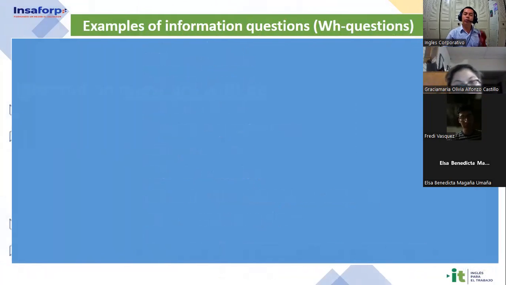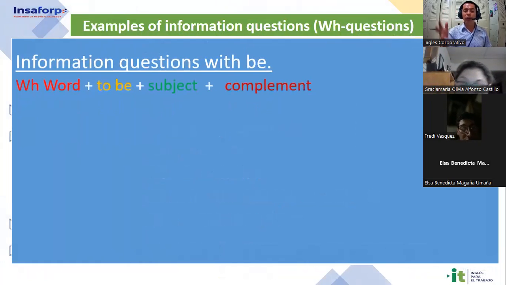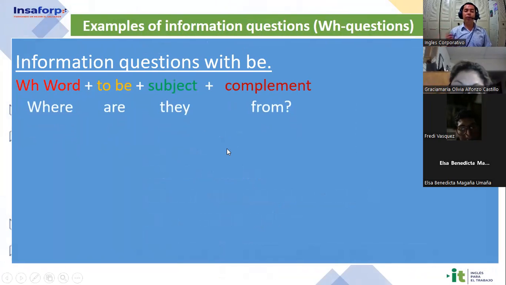Okay, class, what is the structure of the information question? For example, we have information questions with the verb to be, right? For example, we say, where are they from? No. Where are they from? They are from El Salvador.